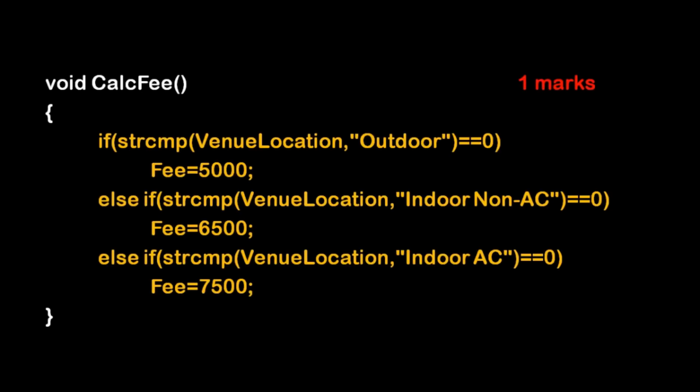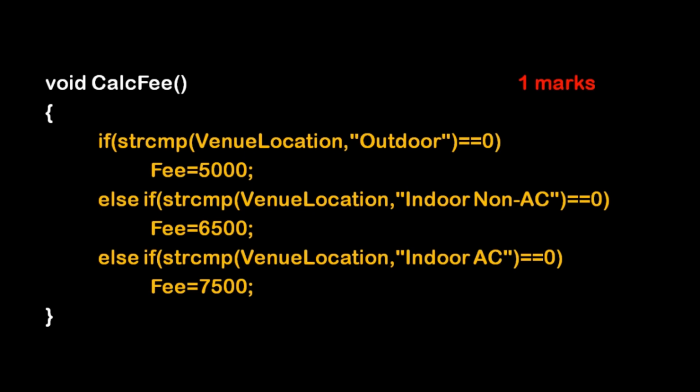Next we have the calculation part, void calc fee. This carries 1 mark. So we are going to see the venue location. We are getting the venue location from the user through the input function and comparing here. As it is a string, you have to go for the string compare, strcmp. strcmp will return the value 0 if it is equal. That is, if both the strings are equal, you will get the value 0.